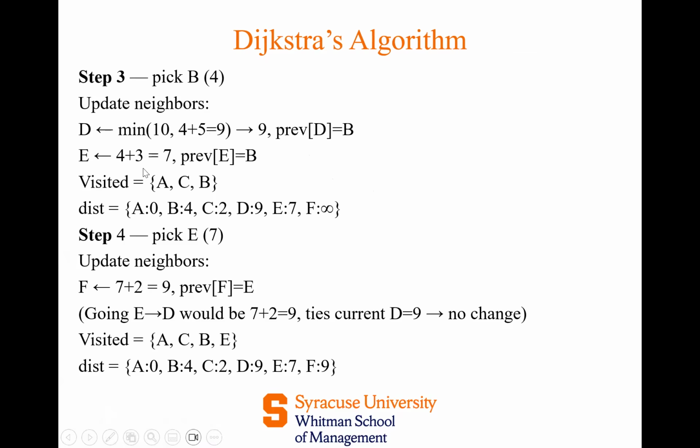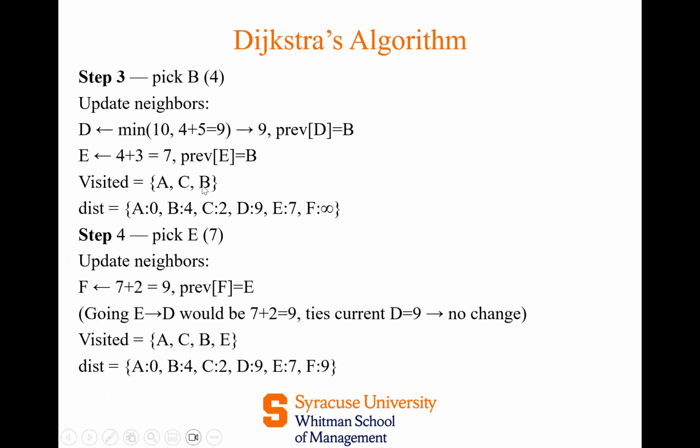And E, it was previously infinity cost, if you remember, right here. And if we go from B to E, current cost of B is 4, and E is 3 additional costs. 4 plus 3 is 7. So that's cheaper than infinity, obviously. So previous E should be updated to B. So I need to go to B to be able to go to E. And so far what we visited was A, C, and B.